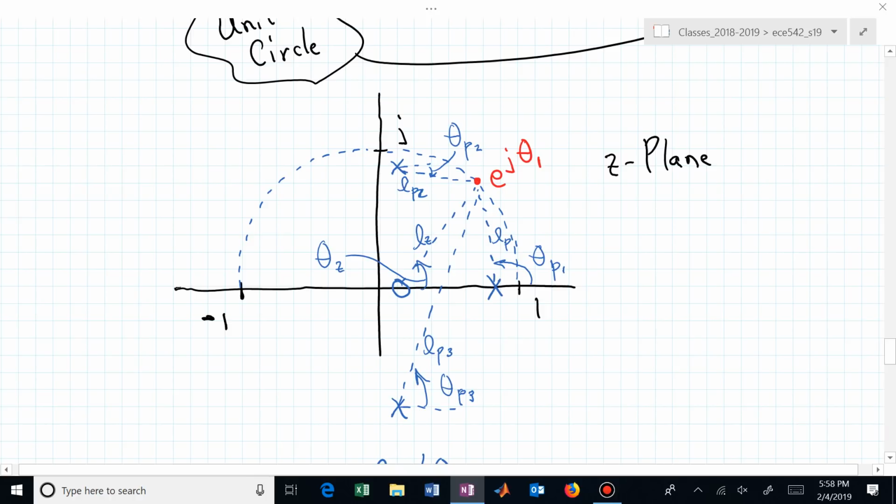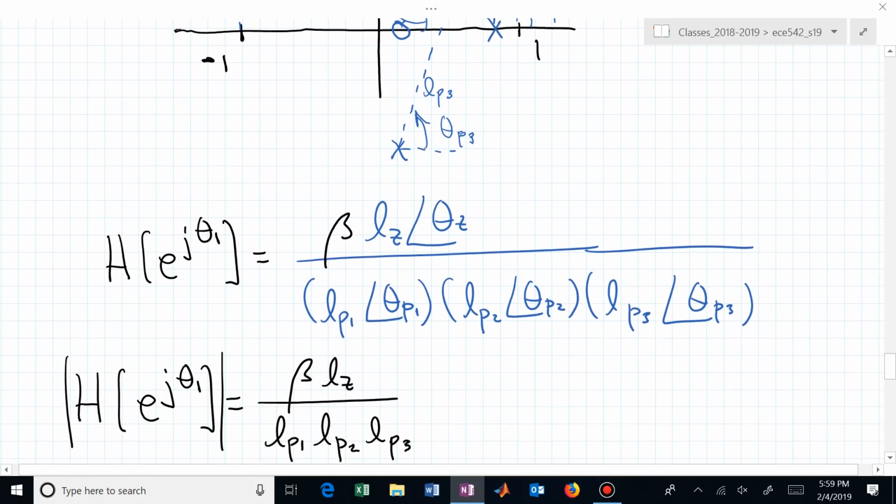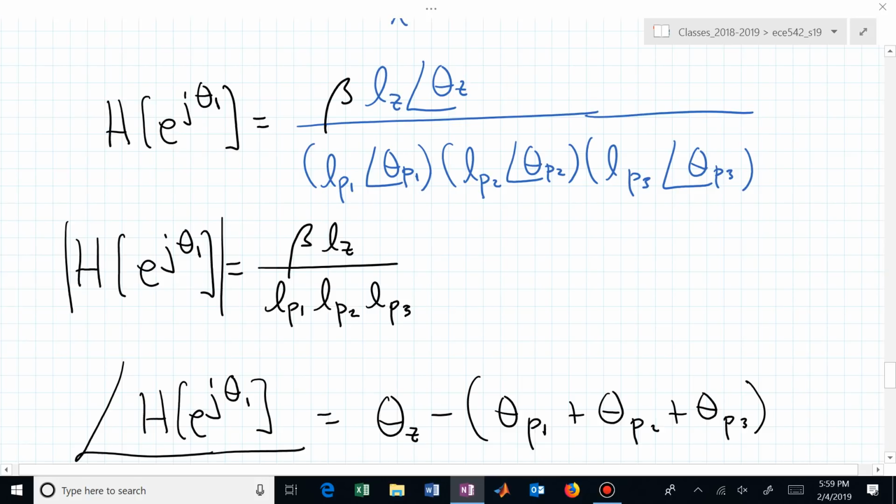If you were given a certain transfer function and needed to calculate H of e to the j theta 1, you could do it by simply measuring the lengths and measuring those angles. So H of e to the j theta 1 is some gain scaled by the zero factor's length and angle and the 3 denominator lengths and angles. If you wanted to compute just the magnitude or the phase, you simply take the product and quotient of those lengths and the algebraic sum of those angles to produce the magnitude and phase of H at e to the j theta 1. That's the theory. Now let's see if we can apply it to a particular example.